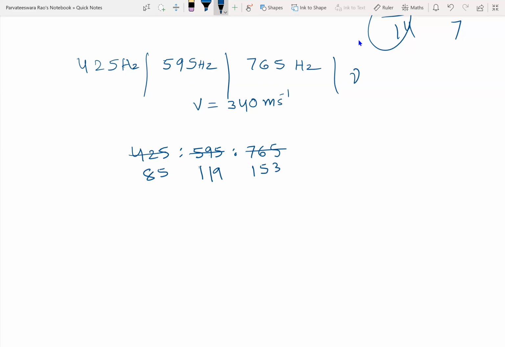I'm getting the same number, sir. Correct. So I think they cancel with 17. So 5 is to 7 is to 9 means odd numbers or natural numbers? Odd numbers, sir. Odd numbers means it should be a one end closed pipe, correct? Yes, sir.